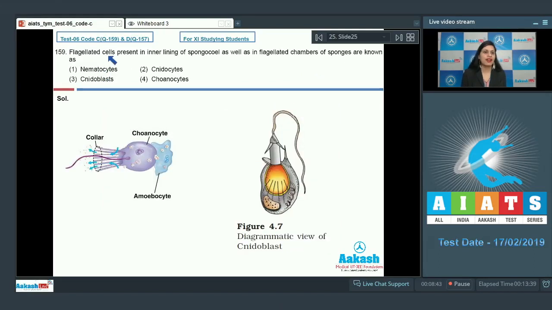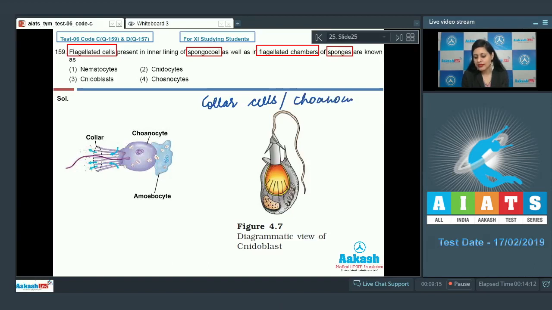Question number 159. Flagellated cells present in inner lining of spongocoel as well as in flagellated chambers of sponges are known as, and the options are nematocytes, cnidocytes, cnidoblasts and choanocytes. And we know that the flagellated cells present in spongocoel or flagellated chambers in sponges are also known as collar cells or choanocytes. As you can see here, this is a choanocyte and it is a flagellated cell or a collared cell, and this is present in sponges, which belongs to the phylum Porifera. So the correct answer to this question is option number 4, choanocytes.